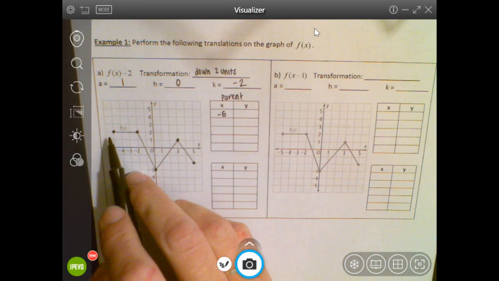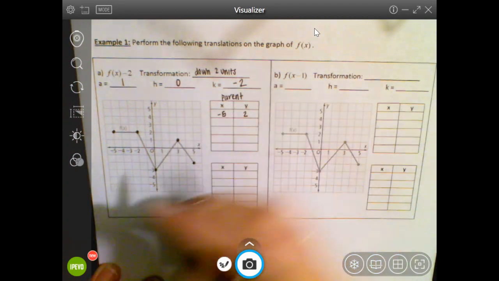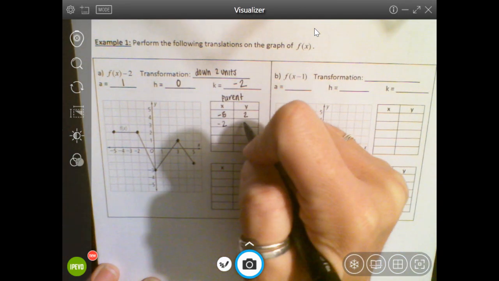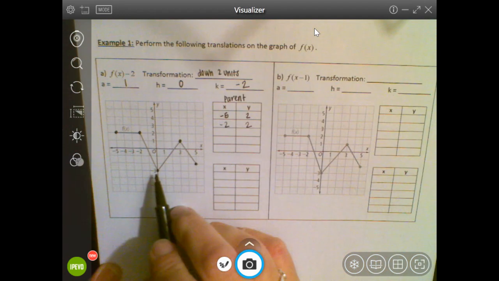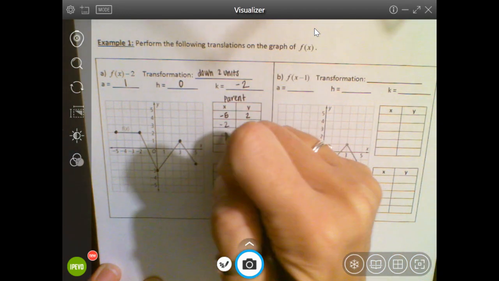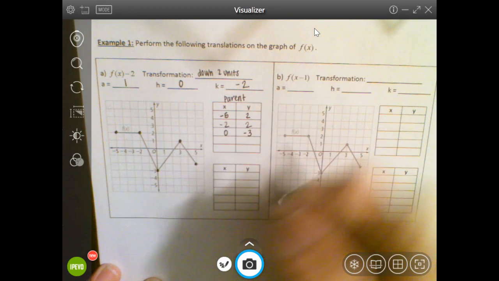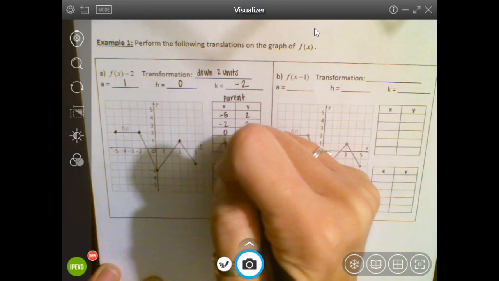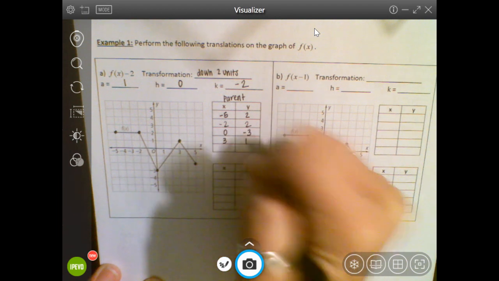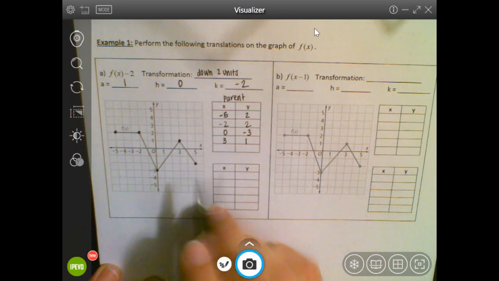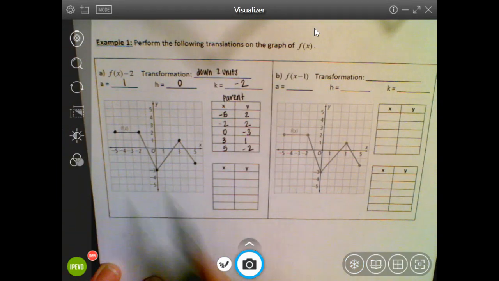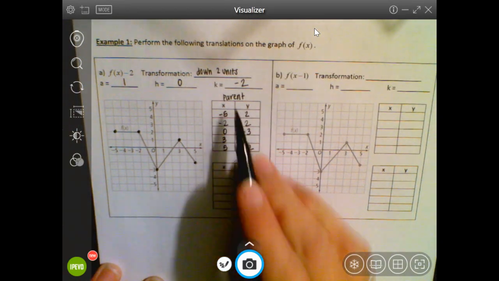Its corresponding y value is 2. Move on to this point, its x value is -2. Its corresponding y value is 2. This point here, x value of 0, y value of -3. This point here, x value of 3, y value of 1. And then this point here, x value of 5, y value of -2. So just for this particular function, this is our parent graph.